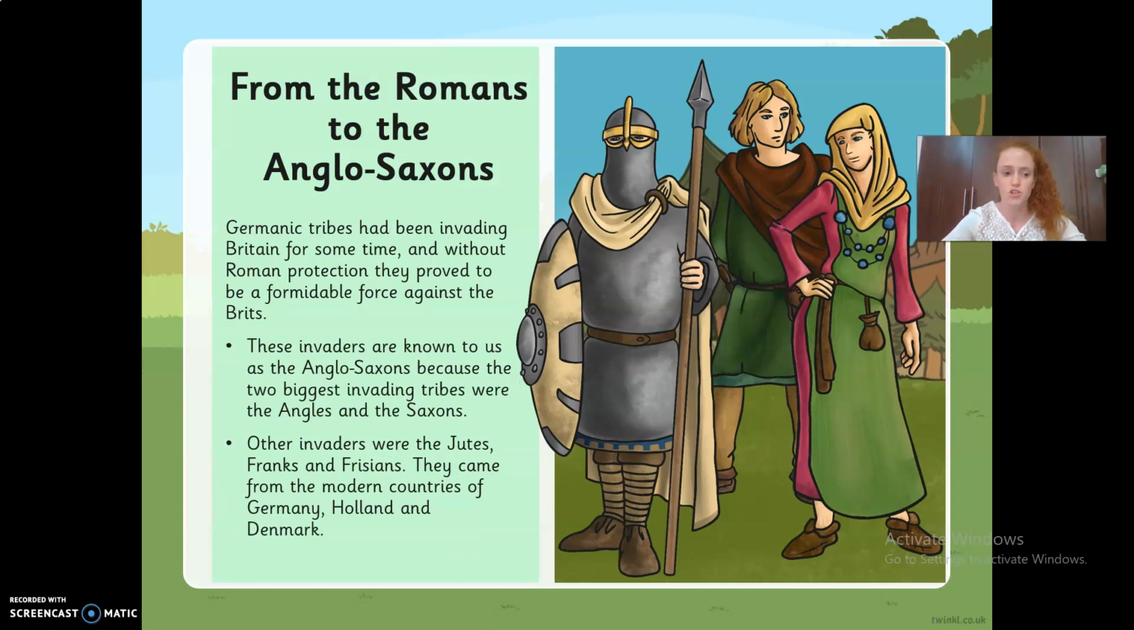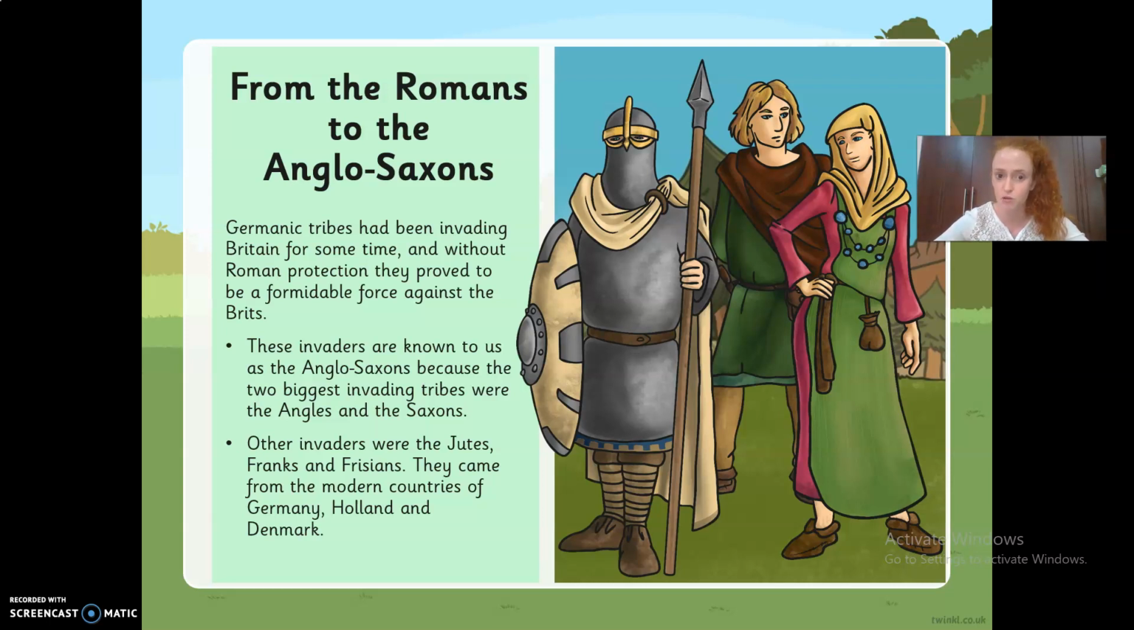Okay, guys, question number 1, who were the Anglo-Saxons? So, Germanic tribes had been invading Britain for some time. So on the map, this is a bit of linking. Imagine where Germany is these days and where Britain lies. Okay, so they are very close to each other actually. So tribes that lived where today's Germany is had been invading Britain for some time, and without Roman protection, they proved to be a formidable force against the Brits.